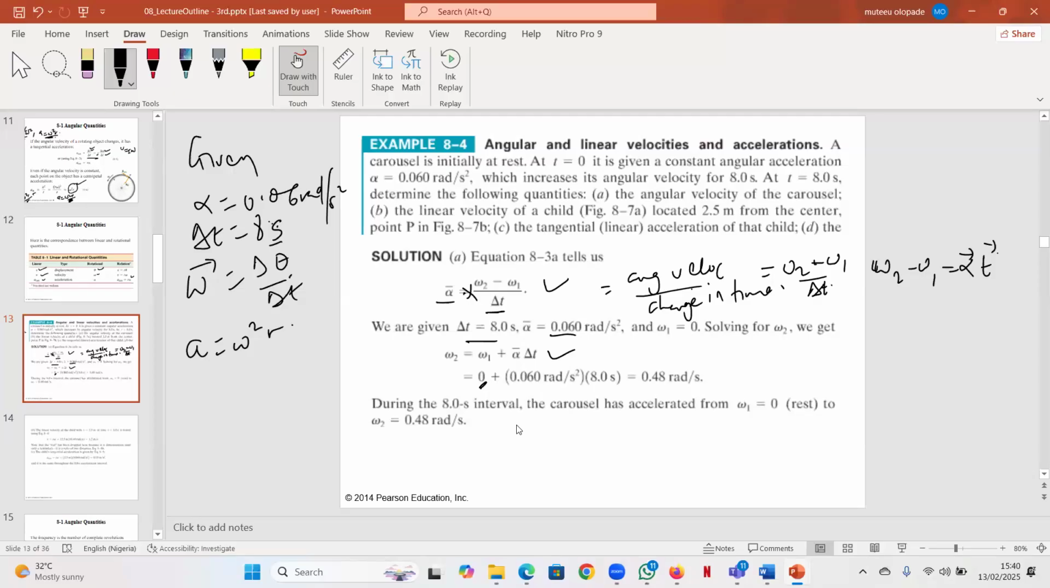So from there, we can substitute in the acceleration here, which is this, and the change in time, which is this. So we can have the omega 2 after it is in motion for that 8 seconds. So our omega 2 is this. That's the angular velocity after it has moved, the angular velocity of the carousel. So this is what we have.